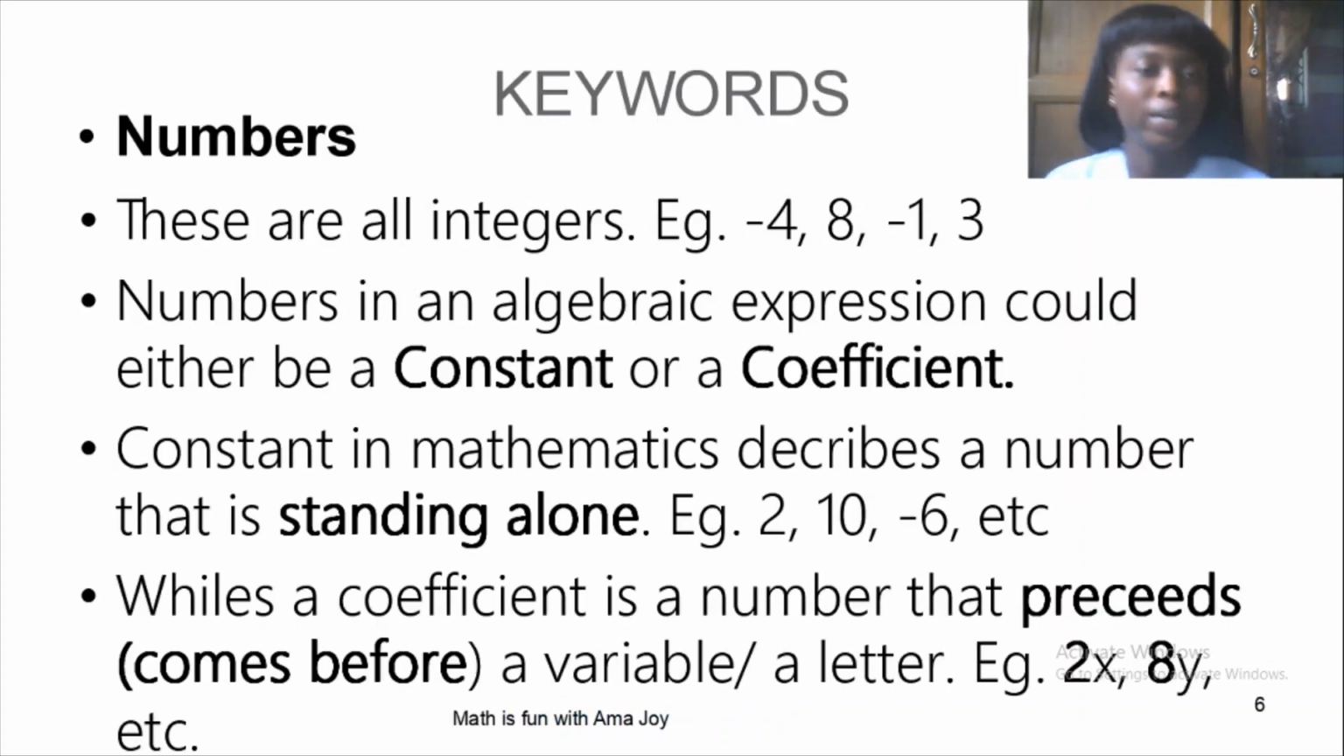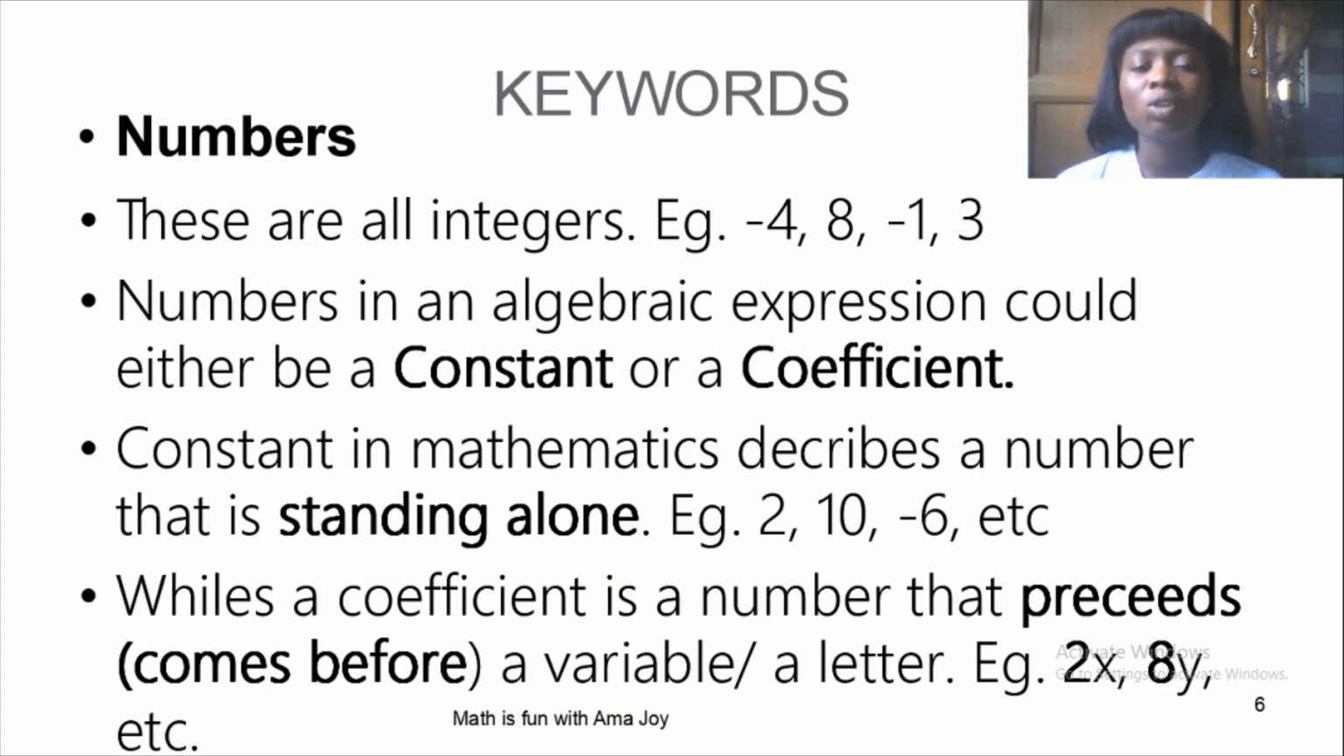The next one is the numbers. The numbers are all integers. So the question is, what are integers? That is one of your home tasks. Examples of integers are -4, 8, -1, and 3, and so on and so forth. Then in algebraic expression, these numbers can either be a constant or a coefficient.